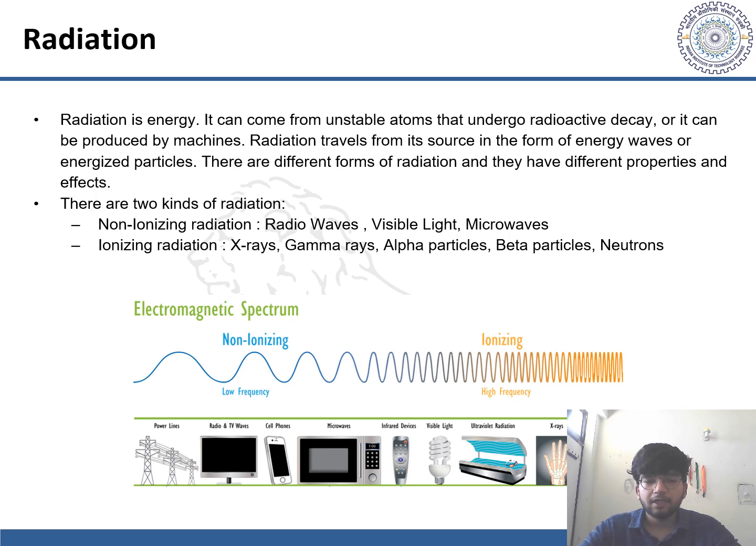Here we can see the electromagnetic spectrum where the energy increases. As the energy increases, there's the high frequency, high energy, and the ionizing nature of the radiation is more. It can knock the electrons out, it is more energized.